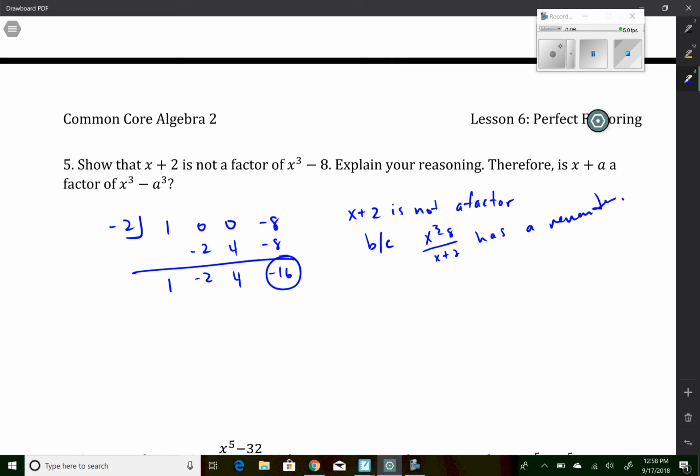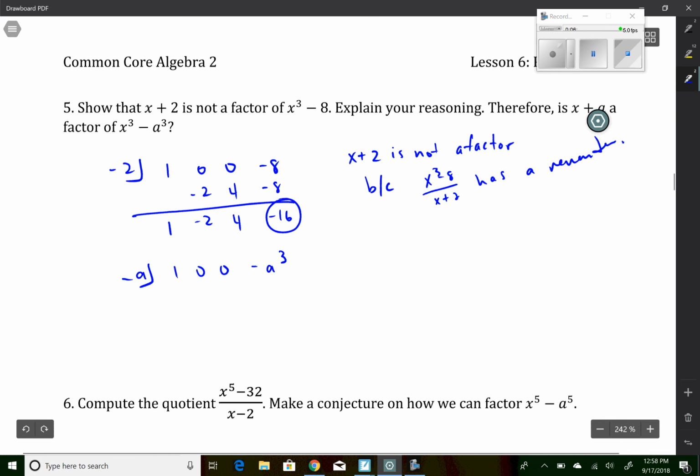I could do the same thing with a, so I could say negative a, 1, 0, 0, negative a cubed. Again, we're going to wind up having something here where we have a non-factor. We have a remainder again, same reasoning.